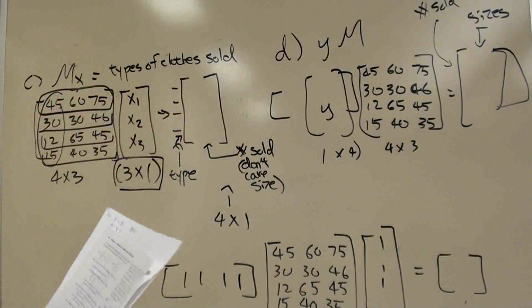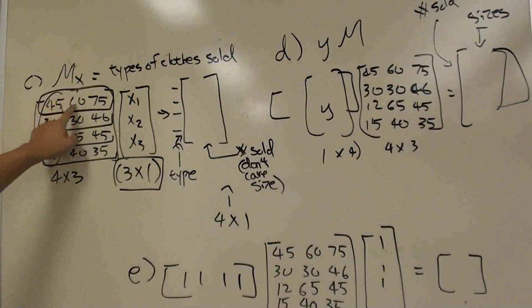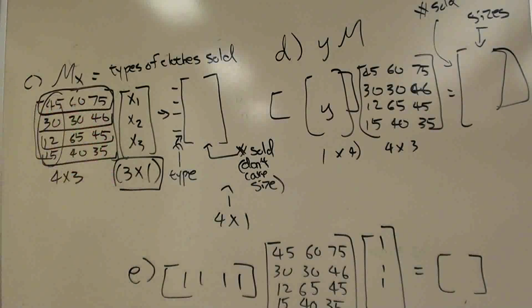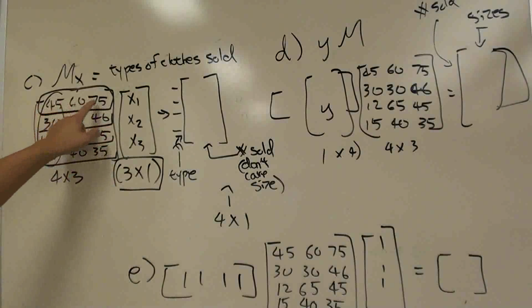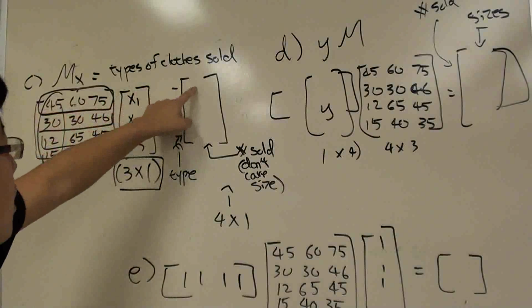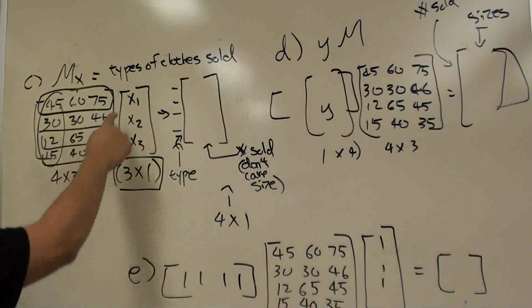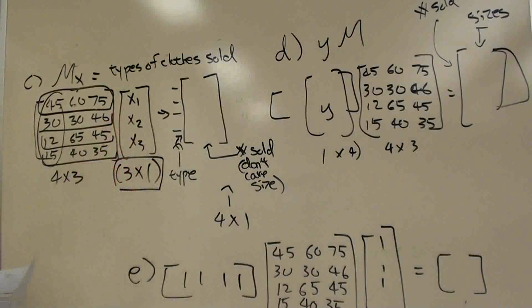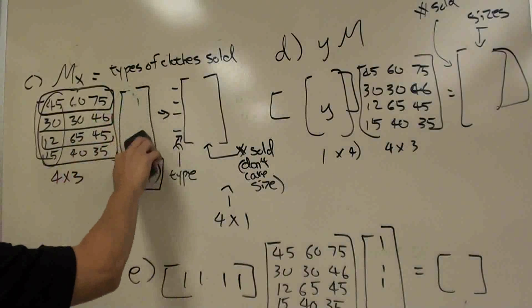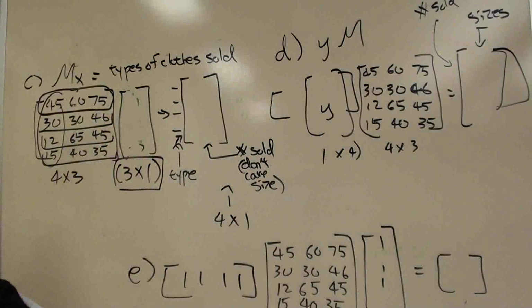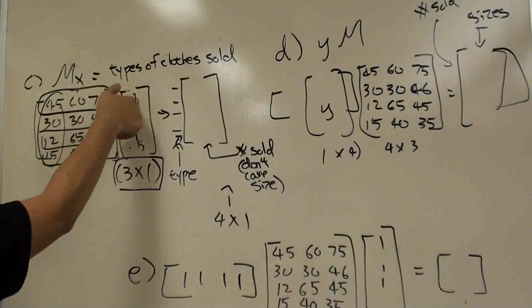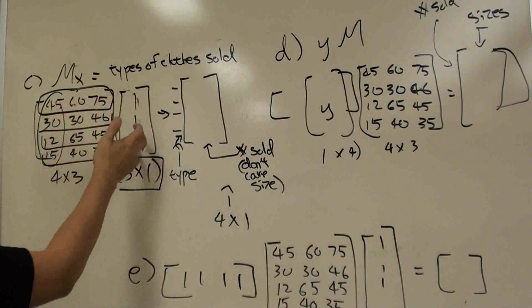How many jeans were actually sold in May? It's 45 plus 60 plus the 75, right? If we don't care about the sizes, if we just want to do 45, 60, and 75 so that we have that sum here, what does x1, x2, x3 have to be? They all have to be one, one, one, which makes sense, right? So 45 plus 60 plus 75.